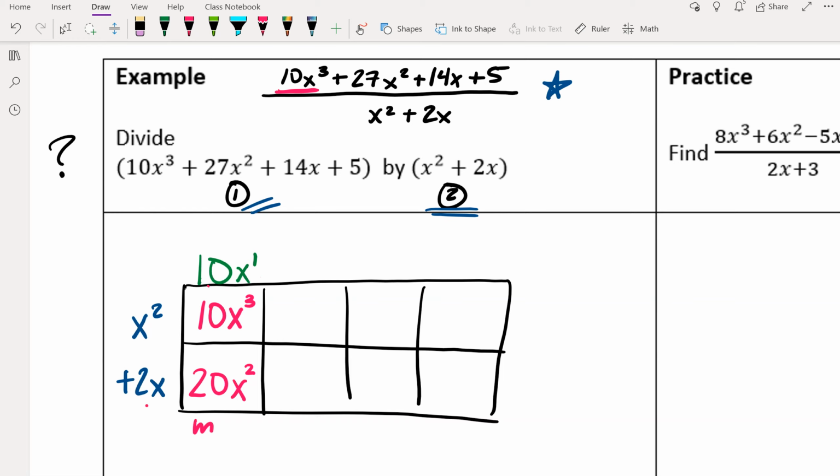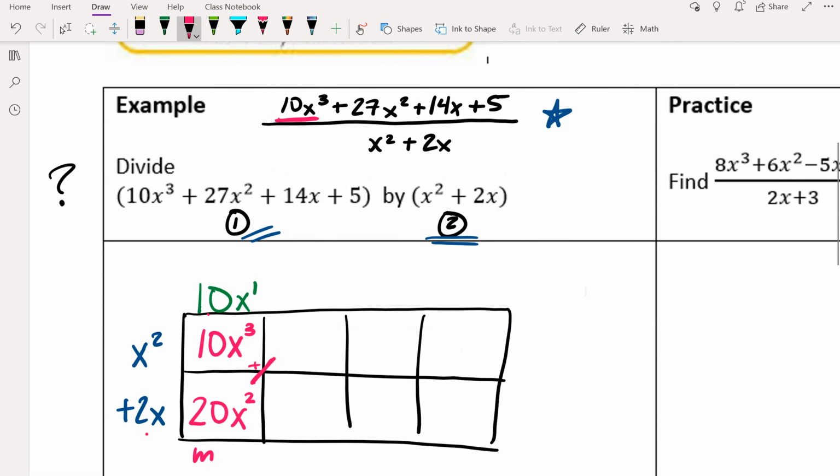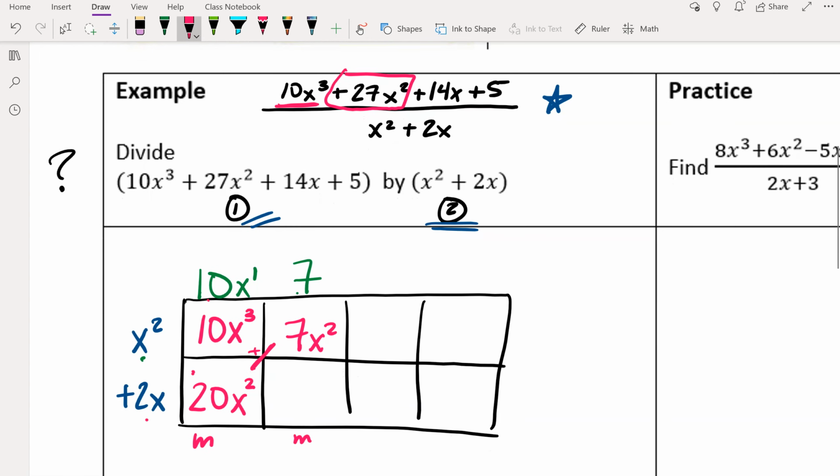Okay, let's keep going. These things on the diagonal have to add up to however many x squareds we started with. So let me look back up here. How many x squareds did I start with? Positive 27. We have 20 right here. We need 27, so I need to add 7 x squareds. Now I'm going to reverse engineer multiplication. X squared times what gives me 7x squared? X squared times 7 gives me 7x squared. Now I'm going to multiply to get this square. 2x times 7 gives me 14x.